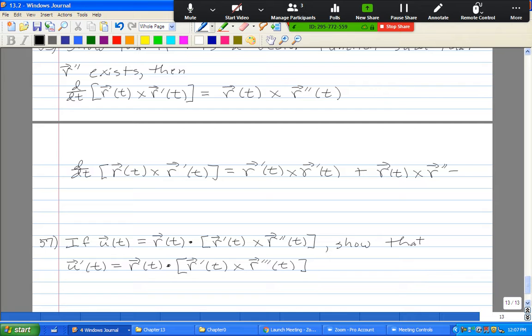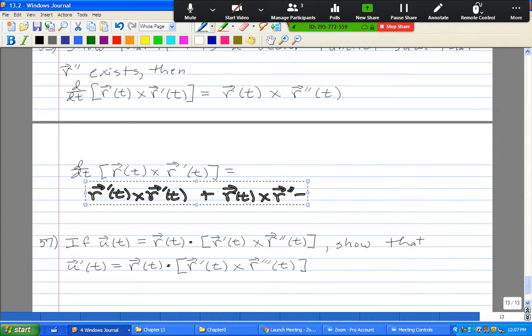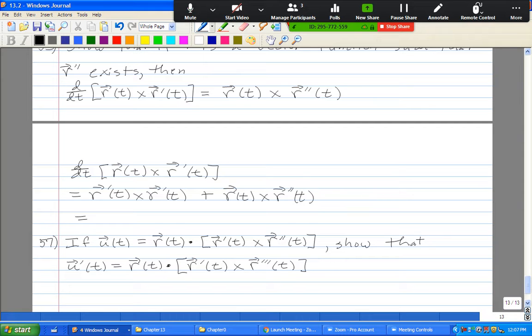Give me back control. Okay, this is getting, let me get some more room here. But I know that a vector cross itself is going to give me the 0 vector. And so this is just equal to r cross r double prime. And that's what you wanted to show.